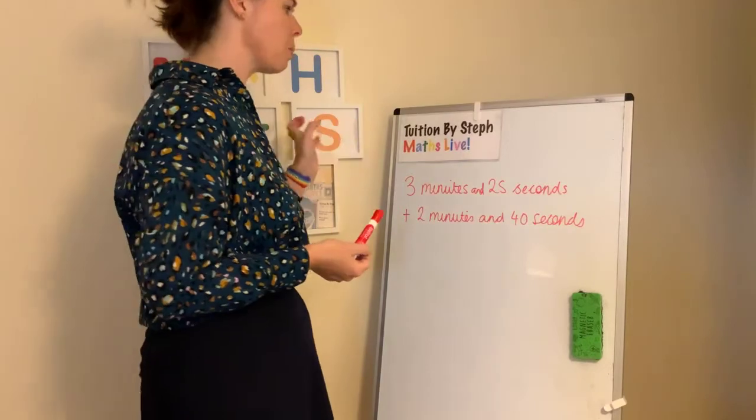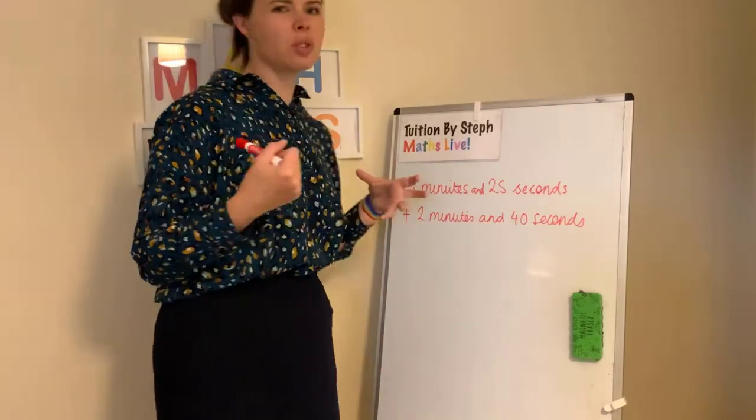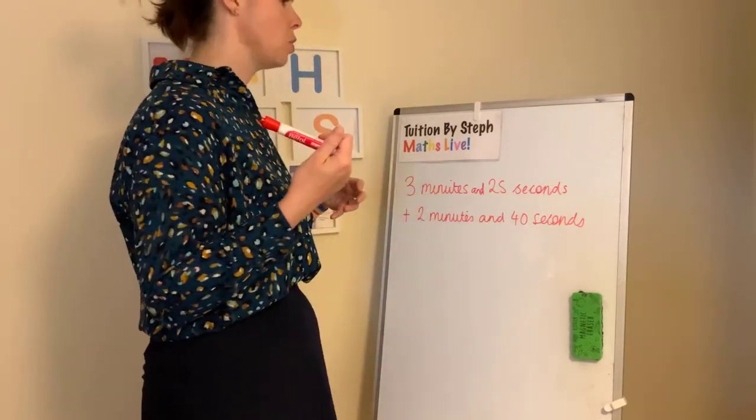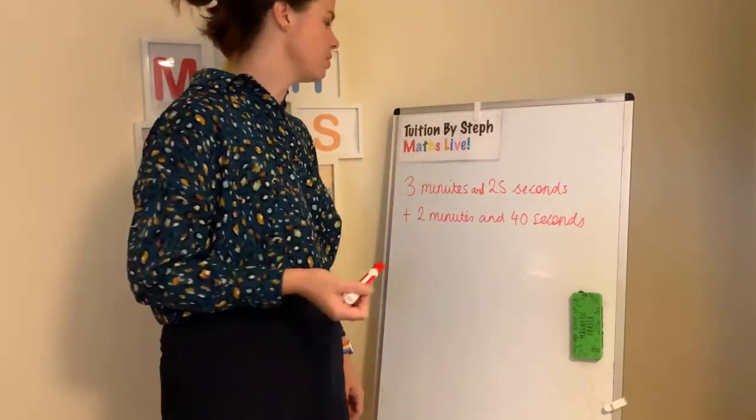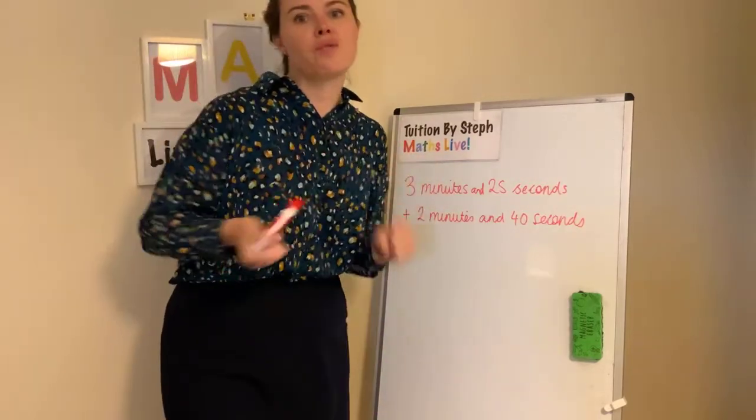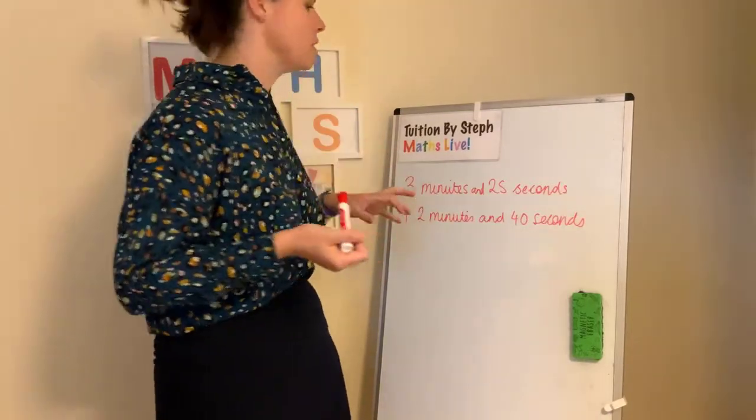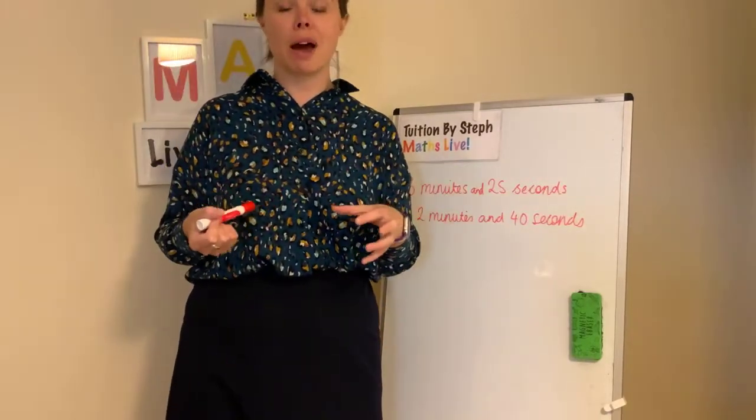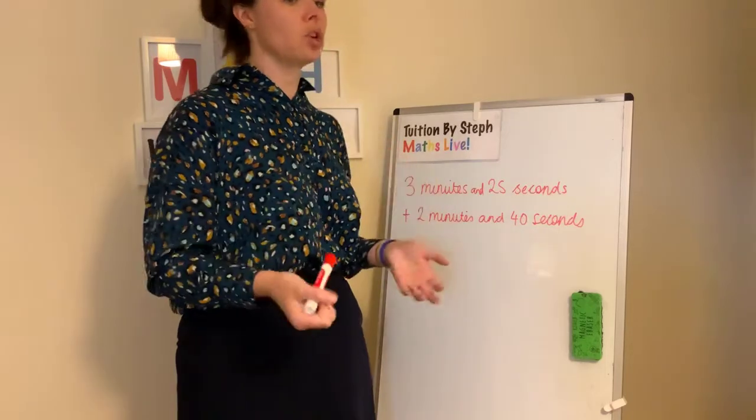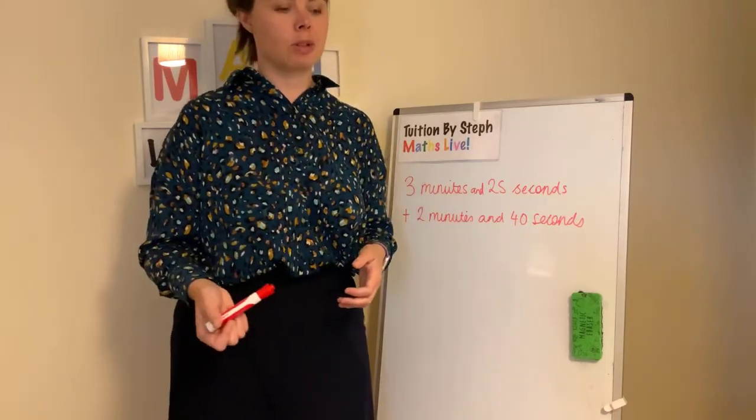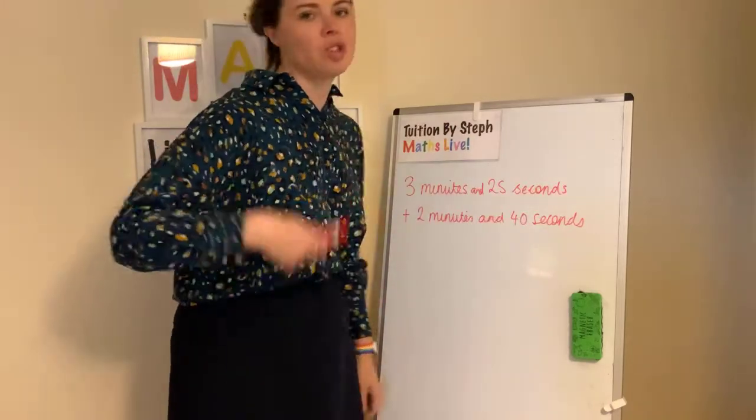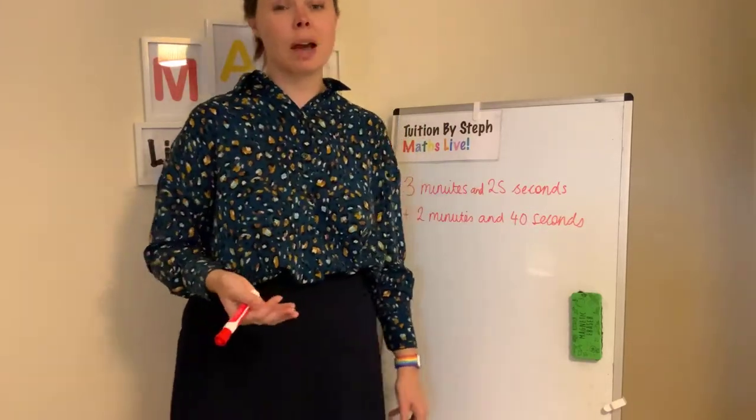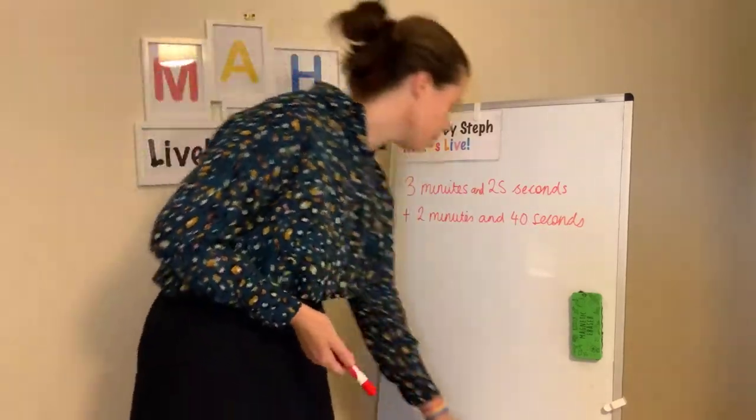Now, you might think, well, when would you use this? You could use this, again, you might be doing exercise, and you've got to do star jumps for 3 minutes and 25 seconds. Then you've got to go on to running on the spot for 2 minutes and 40 seconds. So it's combining the amount of time that you do something. With cooking, you might need to put this in the microwave for this amount of time, take it out and stir it for this amount of time. So we do use time intervals quite a lot.